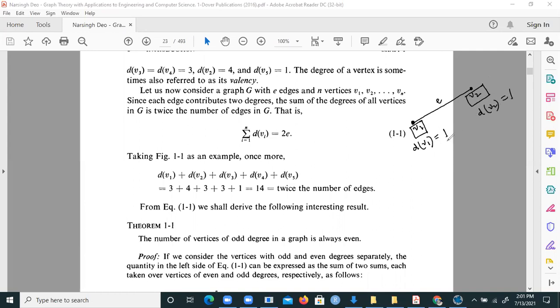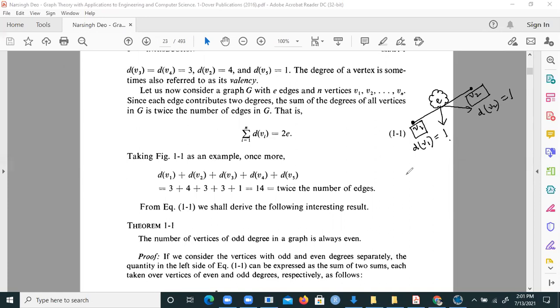Why is this value 1 coming? This value 1 is coming because only one edge is incident upon V1. So this degree is the contribution of this particular edge. And this degree is also a contribution of this particular edge. Here the edge is the same, but it is contributing 2 different degrees to the 2 different vertices.